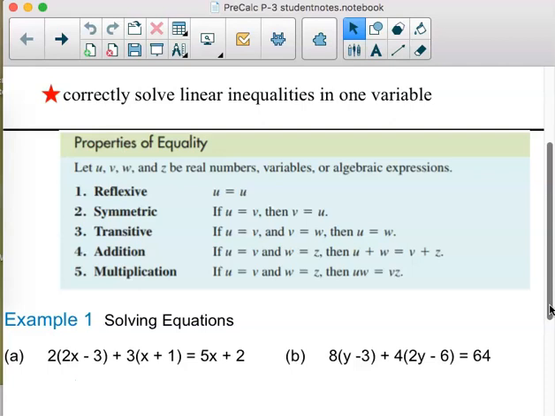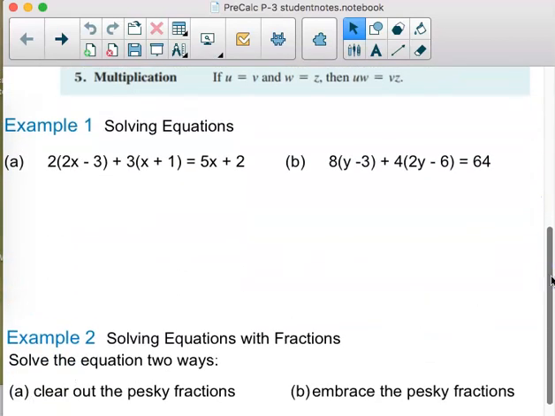What we care about is how can we use properties to solve. So you let your algebra instincts kick in. What's the first thing they want to do on A there?